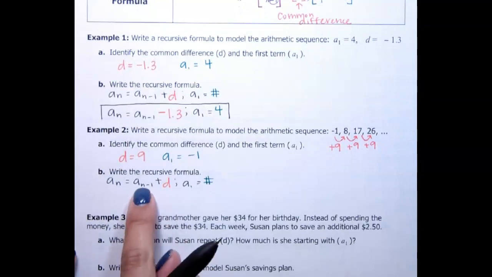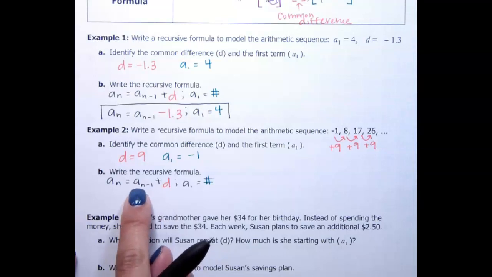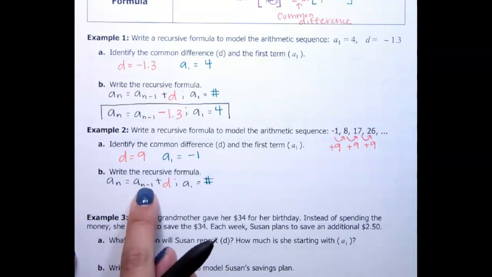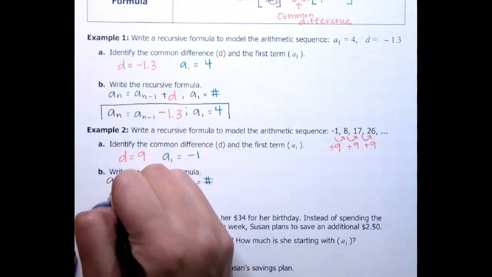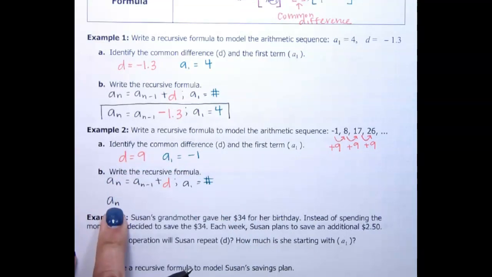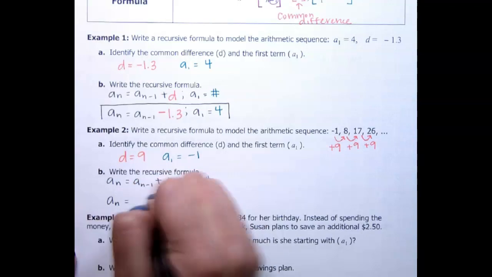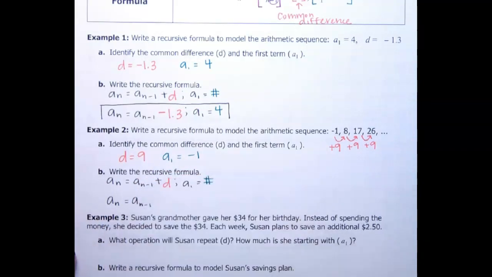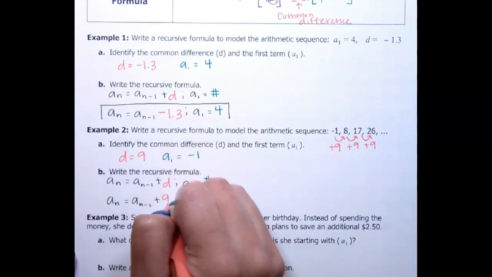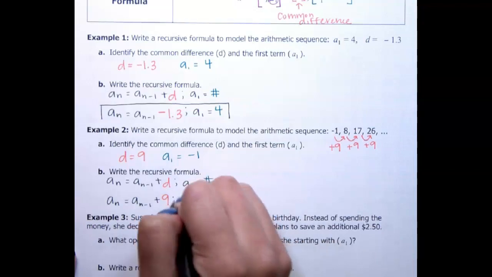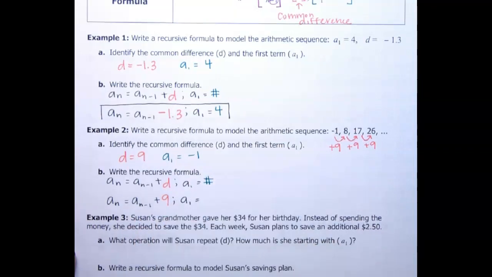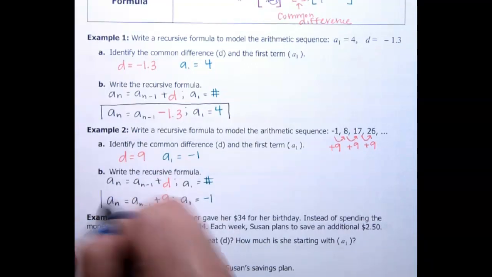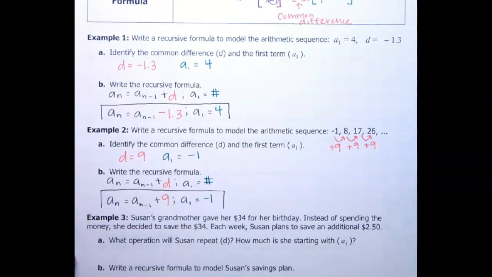When you're writing this, make sure that the n minus 1 is smaller. It's a subscript. So make sure it doesn't look like it's next to A. It's down in the bottom right-hand corner, just like this n here. It's not next to it. It's in the bottom right-hand corner of A. A sub n minus 1 plus 9. And then my first term is negative 1. And that's it. I'm done. It's easier than it looks.